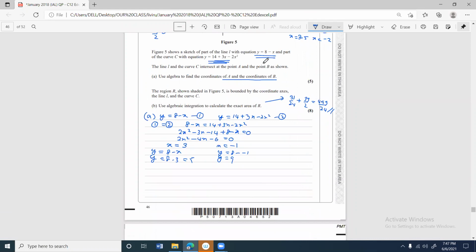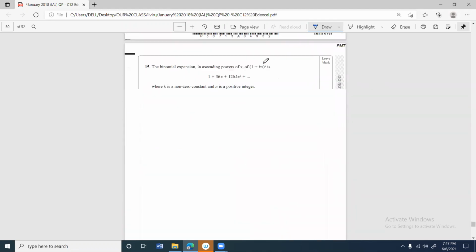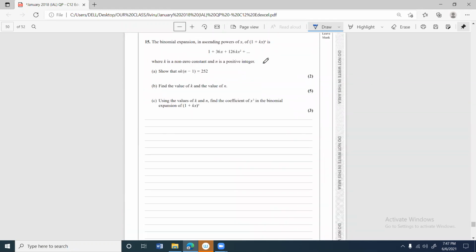Yes, this was the initial answer. Let's come on to this question. The binomial expansion of the ascending power of x of 1 plus kx to the power n is this. They have given this expression. Show that this. So we will go ahead with this.